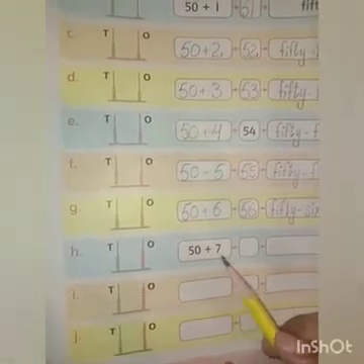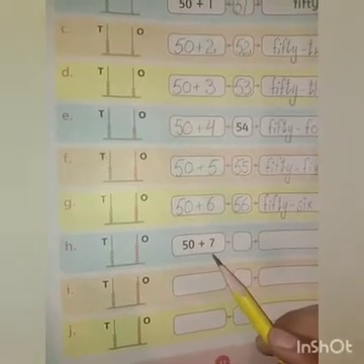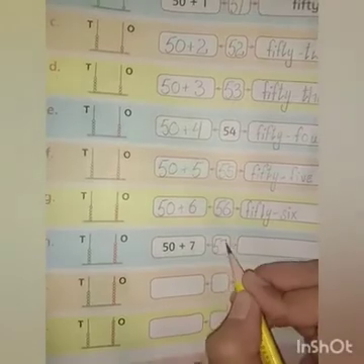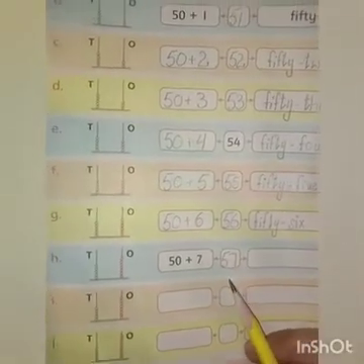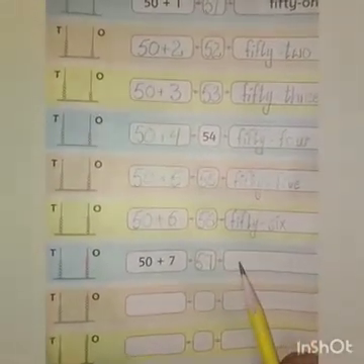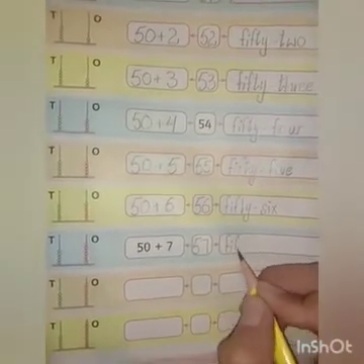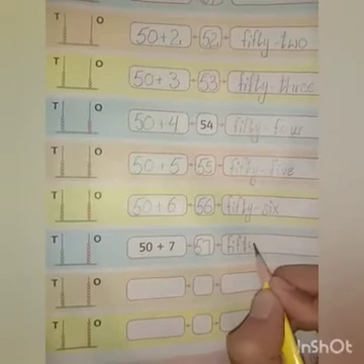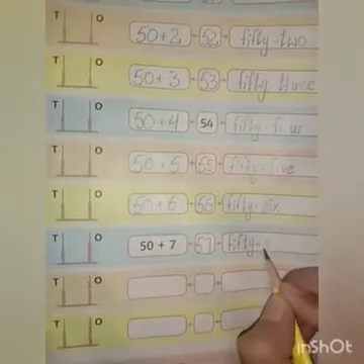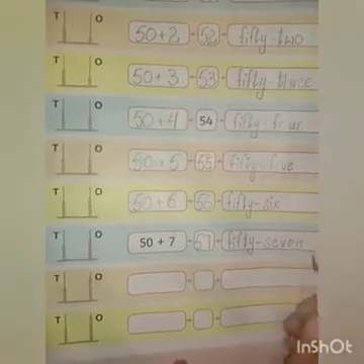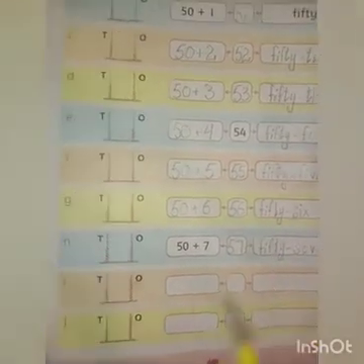Students, we are going to add these two numbers, 50 and 7. We got the answer 57. Write 5, 7, 57 in the box. 57 in numbers. Students, write 57 in words too. F, I, F, T, Y. 50. S, E, V, E, N. 7. 57 in words. Go for the next one.